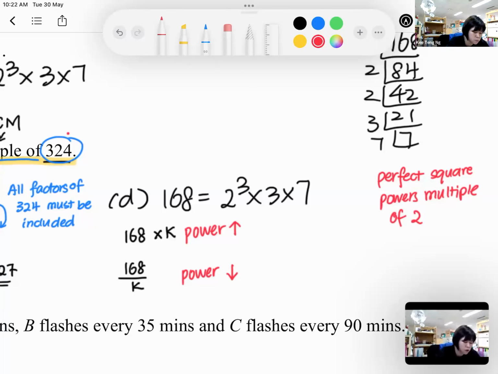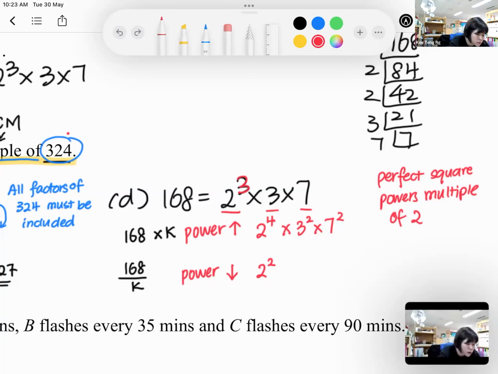In this case, I need to take a look. If I want the nearest power, this is 2 cube, 3, and 7. When I want to increase my power, it will become 2 to the power of 4, 3 to the power of 2, 7 to the power of 2. If I were to divide it, then I need to decrease the power from 2 to the power of 3 to 2 to the power of 2, and I do not want any more 3 or 7. So the final end product over here and over here are totally different answers.